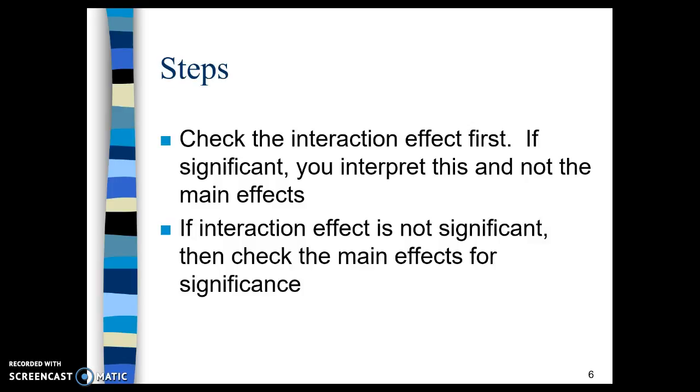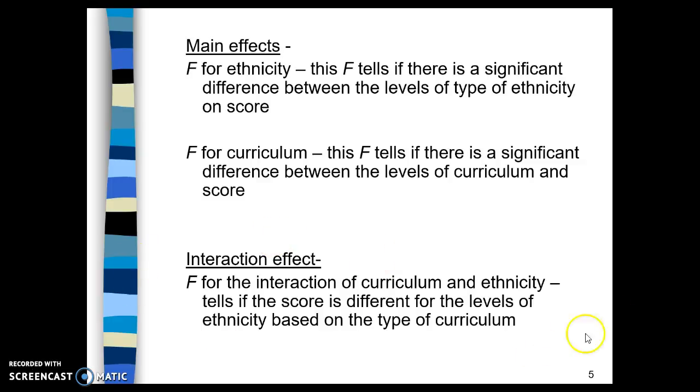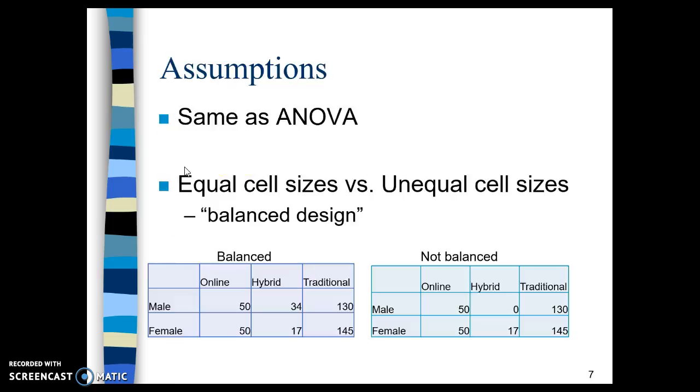When we get all of these, we're going to check the interaction first. If the interaction is significant, we interpret that and nothing else. If the interaction is not significant, then we're going to look at the main effects for each of the two factors. So if we have an interaction, we're going to report this one only, and ignore these two because they're taken care of right here. If this one is not significant, then we're going to check the main effect for ethnicity and for curriculum and report significance individually.